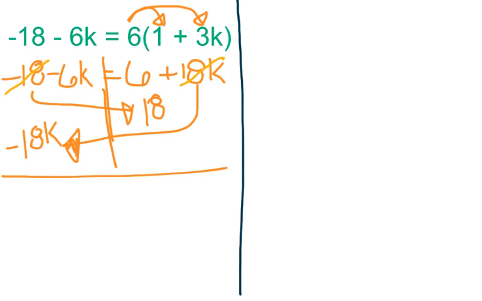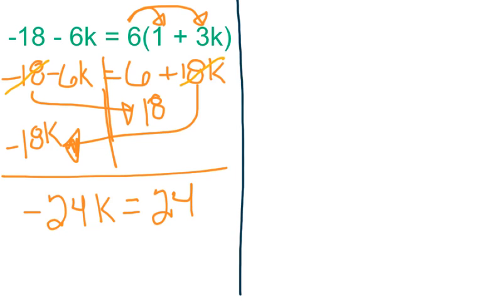Okay, so now I just combine the things that are there. Right here we have negative 6k minus 18k. We're already in the hole. We're going deeper into the hole. And so we end up with negative 24k equals, and then we have 6 plus 18 because they're both positive there. So 6 plus 18 is positive 24.